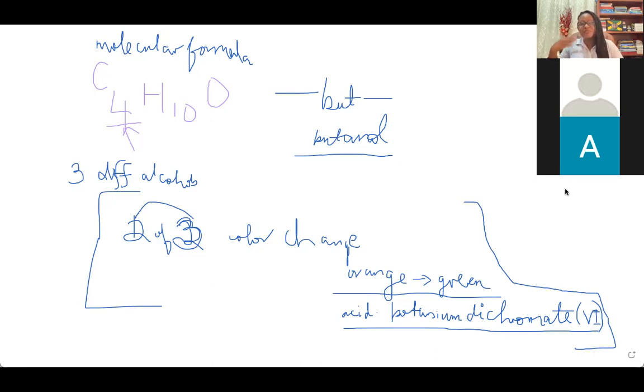All right. So what now? The part where we're at is figuring out what's actually going on from a structural standpoint. 2 of the 3 can be oxidized by dichromate. 2 of the 3. So what does that tell us about the structure of 2 of the 3? That's where we are.